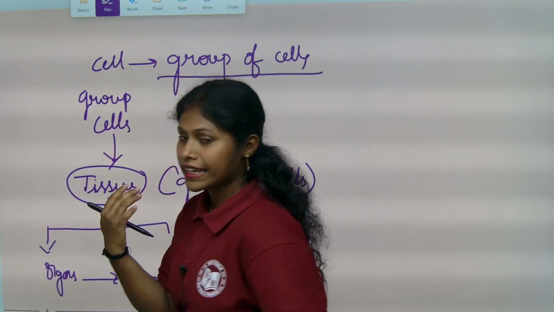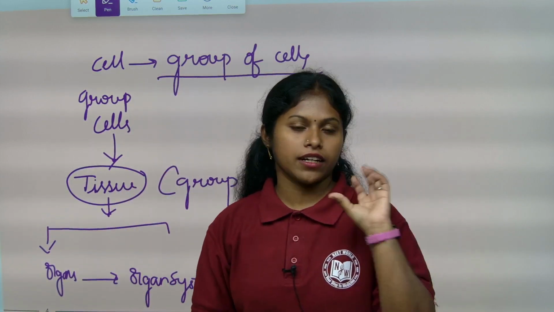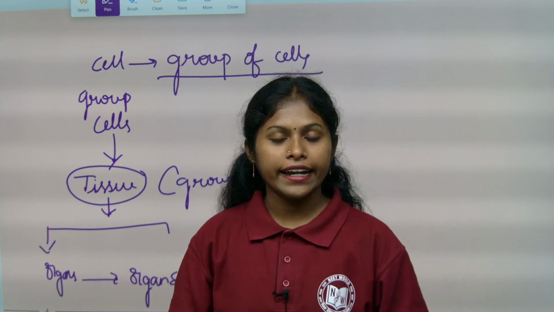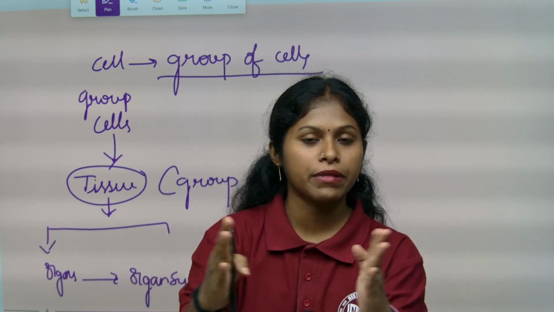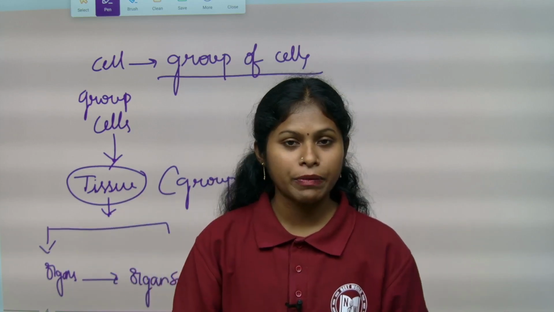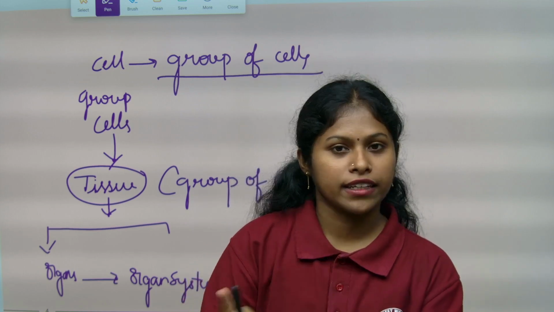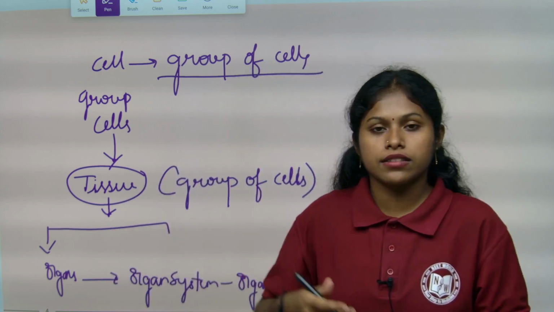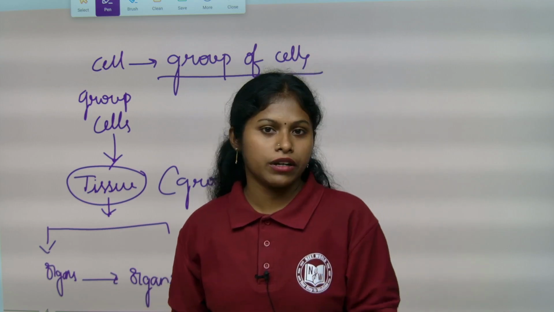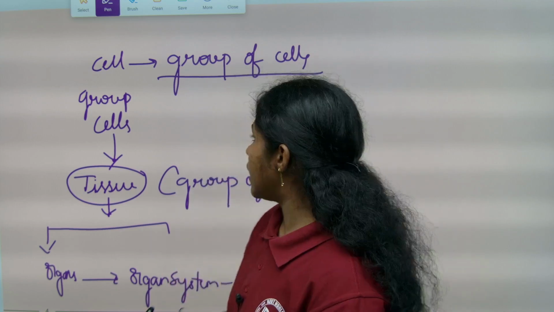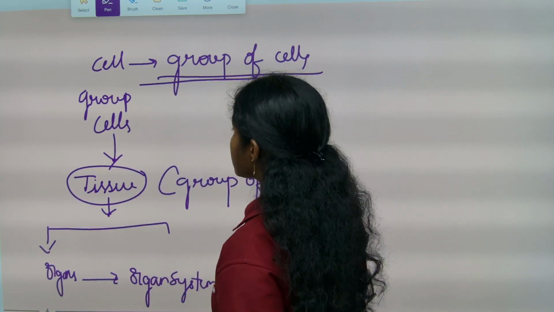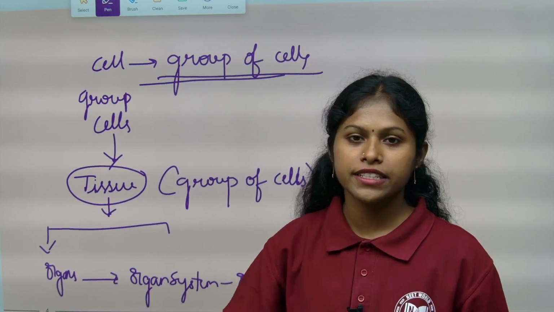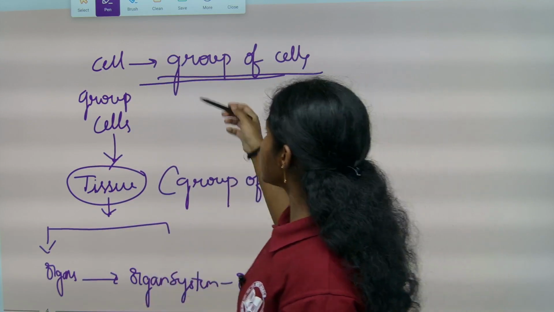So, here you can take another example also. A collection of bricks will make a wall, and with walls we can make a room, and with rooms we make a building, right? Then it will be useful as a house or a school and all that. This is how groups of cells make tissues, tissues make organs, organs make organ system, and organ system makes the organism. Right children?